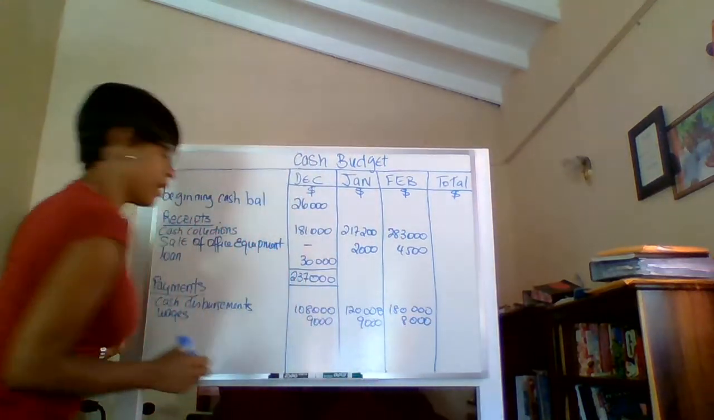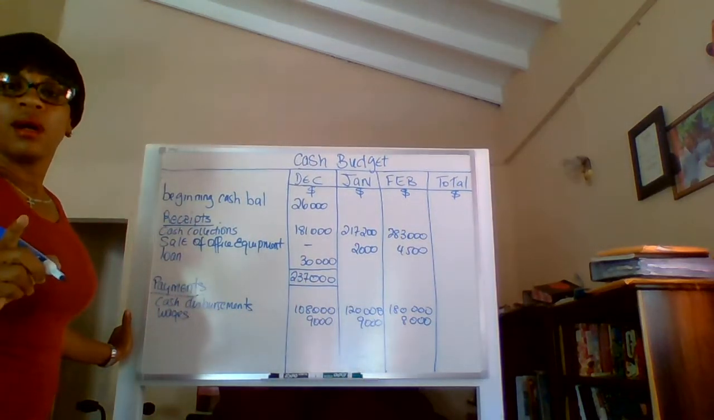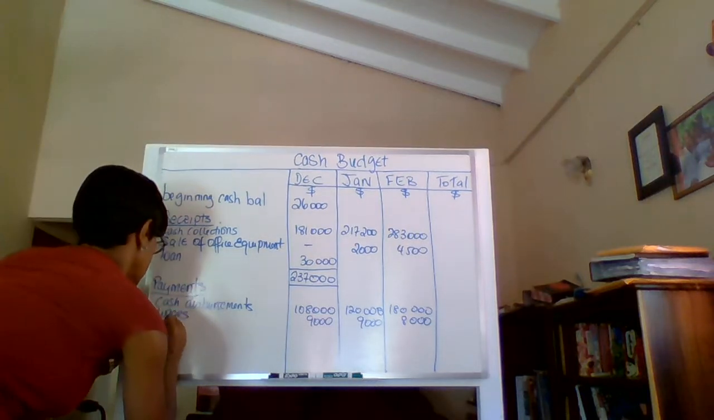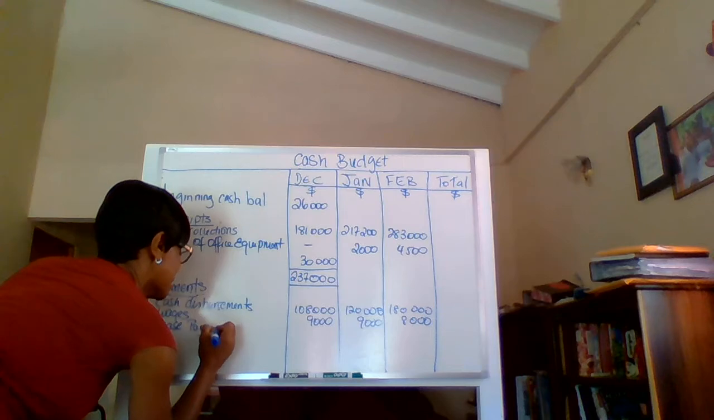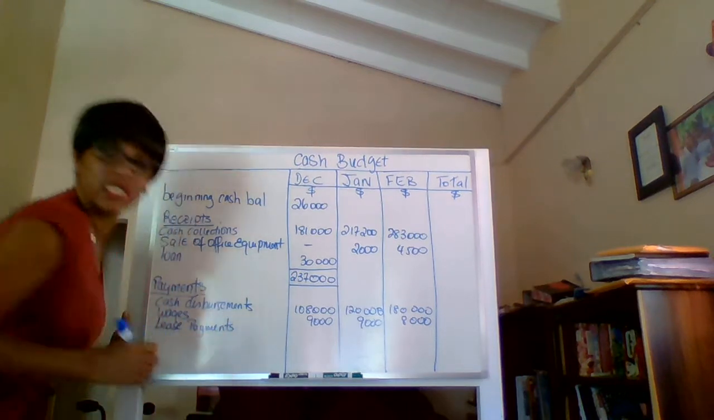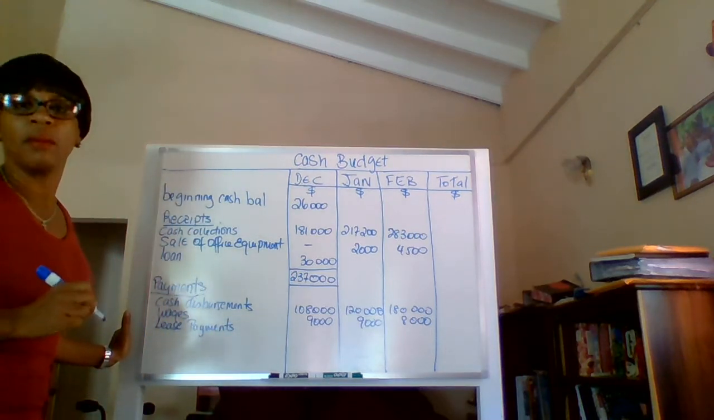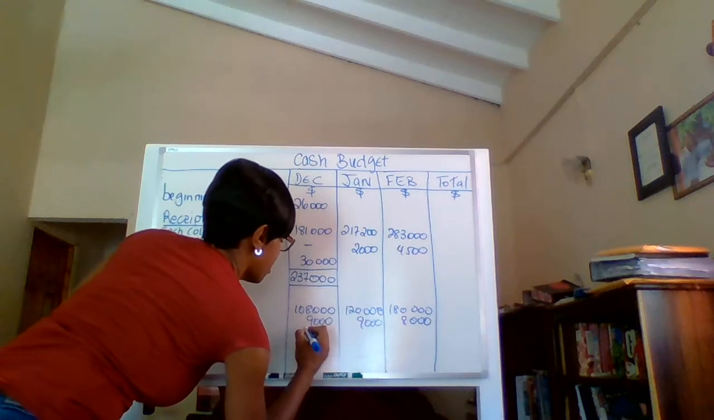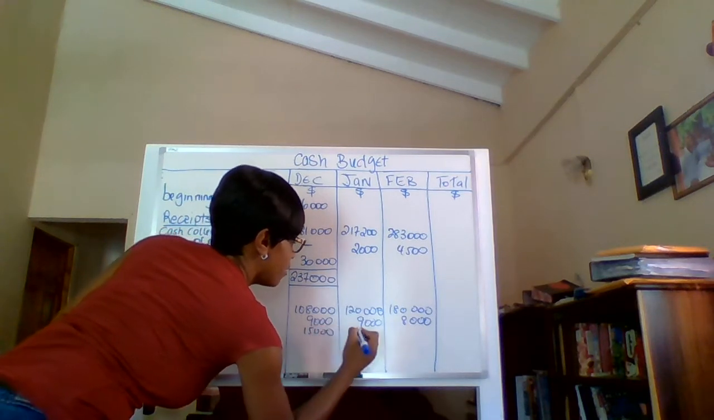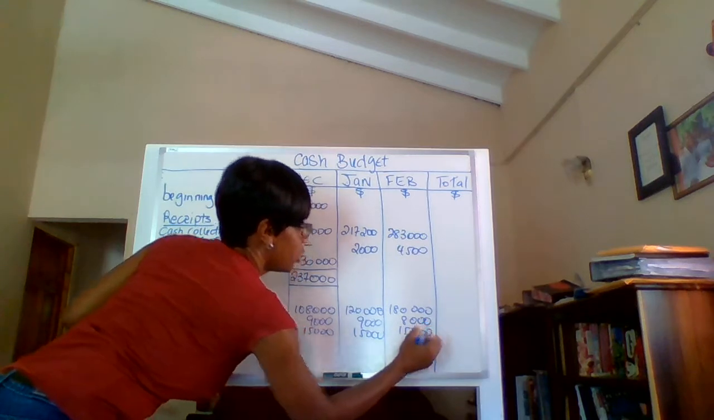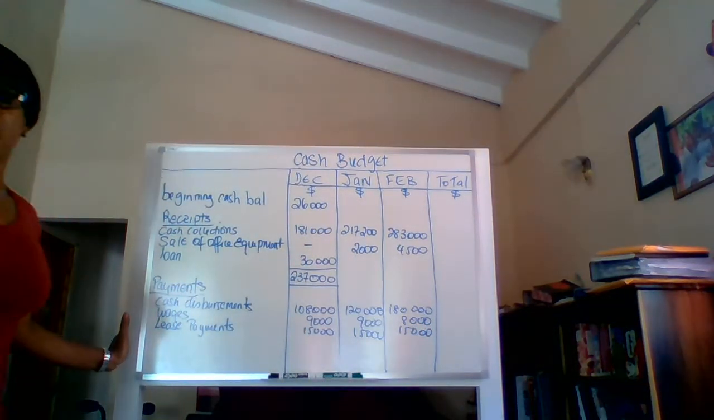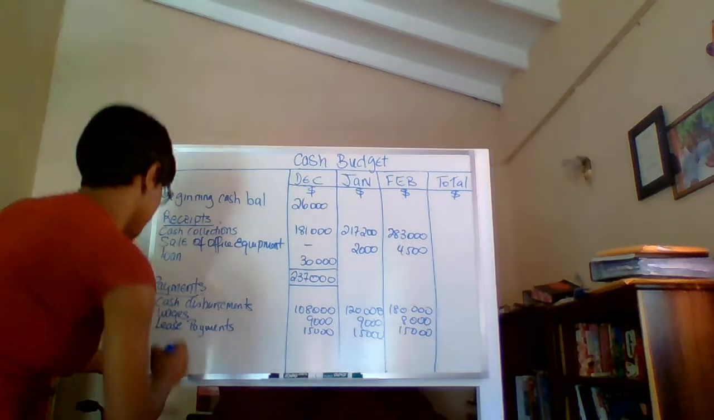So we're writing down all other payments. Lease payments. Apparently the building that we are using is being leased, and we need to make our lease payments. Lease payments amount to 15,000 every month. So 15,000 here, 15,000 there, 15,000 there. Get the drift? After our lease payments, we have advertising.